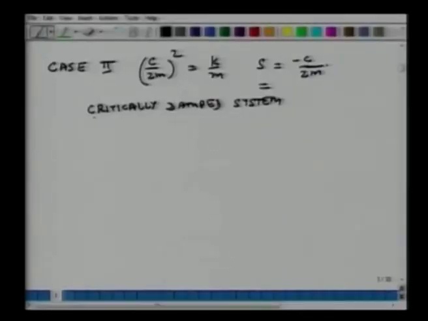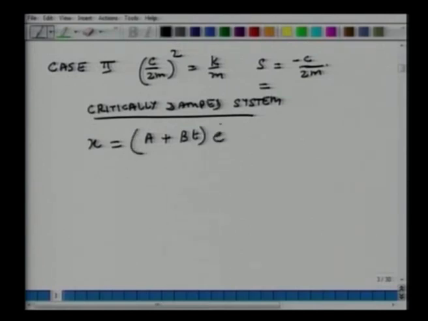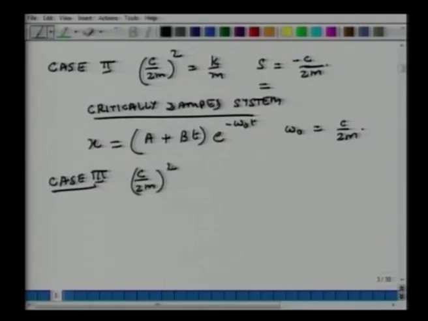So in a critically damped system, the response, as you may have studied in your previous courses, would be something of this nature: (A plus B t) times exponent of minus omega naught t, where omega naught equals c over 2m. And then we have a third case, so it's case 3, where c over 2m whole square is less than k over m. And in this case, s is a complex entity.